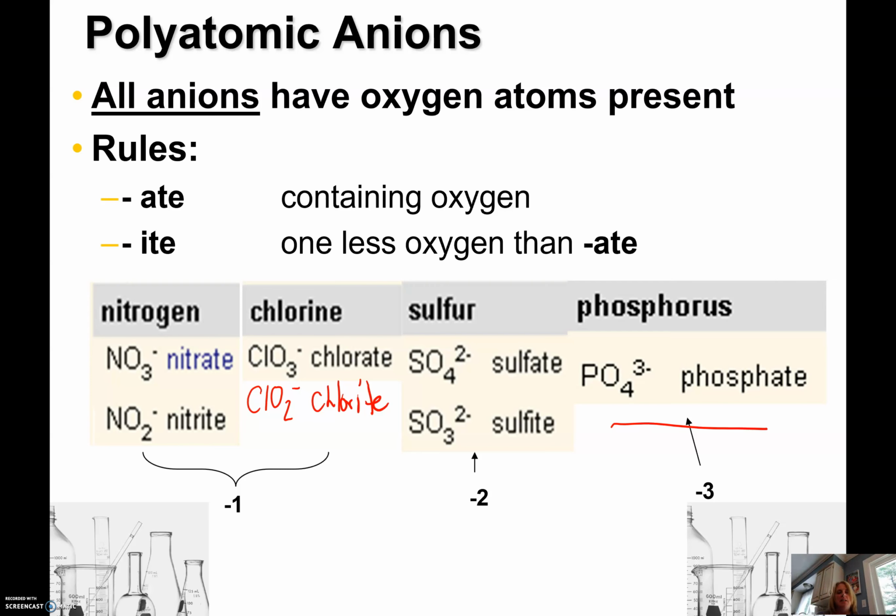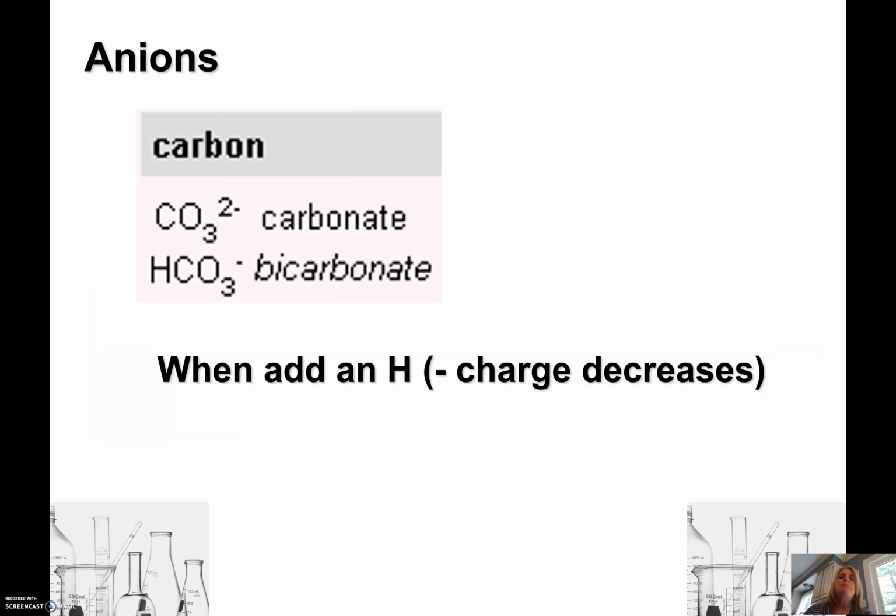But phosphate is -3. One of the things you'll notice too is the ate or the ite doesn't indicate exactly how many oxygens are present or the charge. So that's why you have to come up with some tricks to try to memorize these. Here's our carbonate and our bicarbonate. Again, carbonate does not have an ite version. But it does have a bicarbonate, which is also sometimes called hydrogen carbonate, and we just stick an H on it, but this is where the charge changes. So it was -2 and now it's -1.